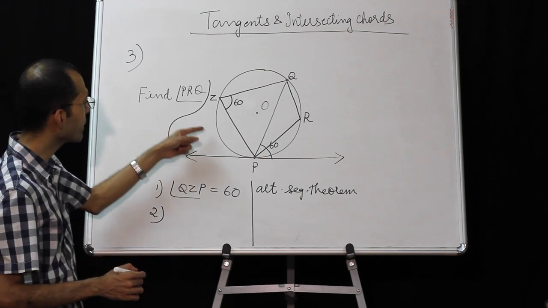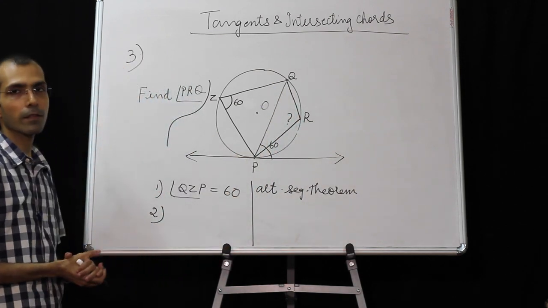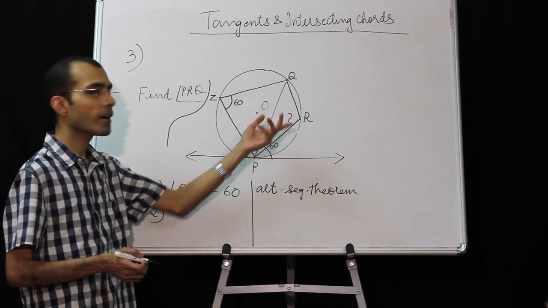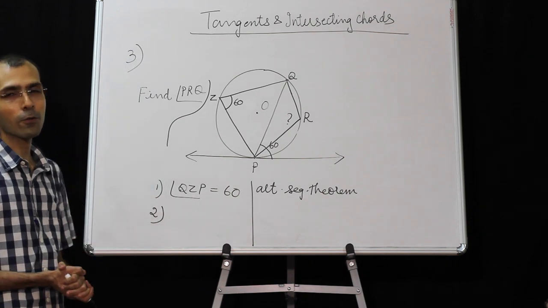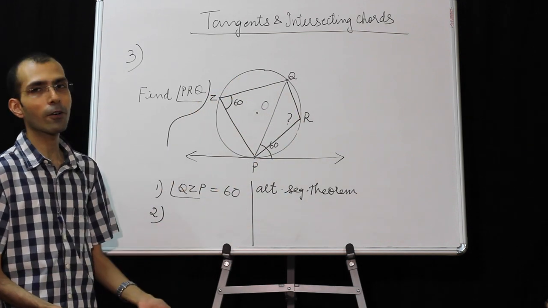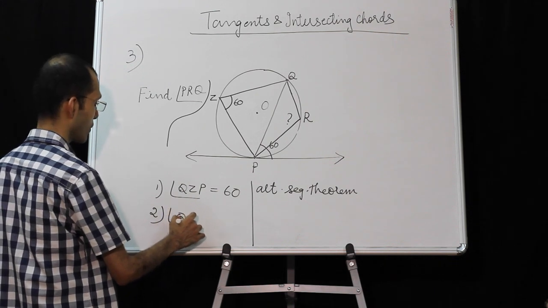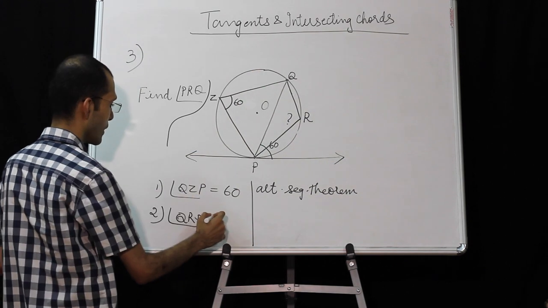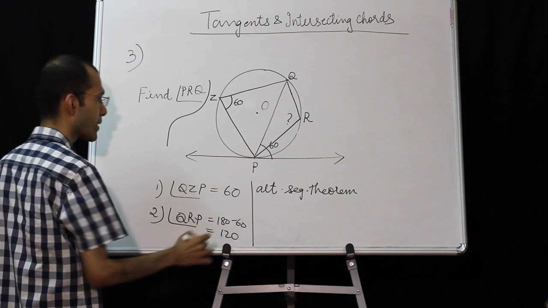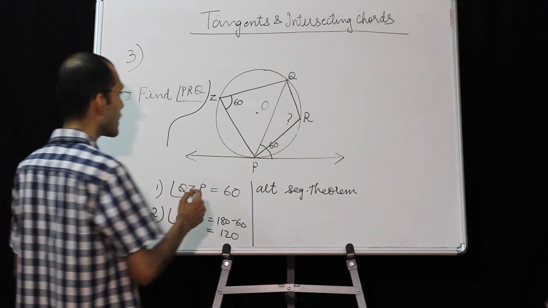Now what do we want to find? PRQ. This we have to find. Nice. Now the spine of the sum is broken. Just observe, PZQR is a cyclic quadrilateral. Concepts taught to you in the topic of circles. Clearly, PZQR is a cyclic quadrilateral. So angle QRP or PRQ will be 180 minus 60, that is 120. What is the reason? Opposite angles of a cyclic quadrilateral always add up to 180.